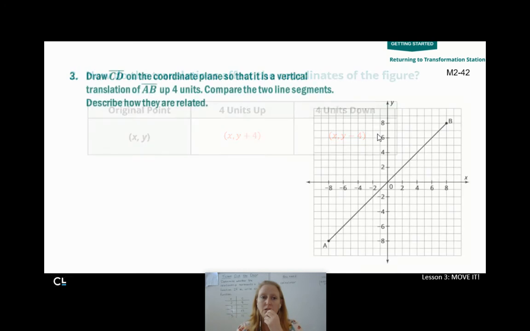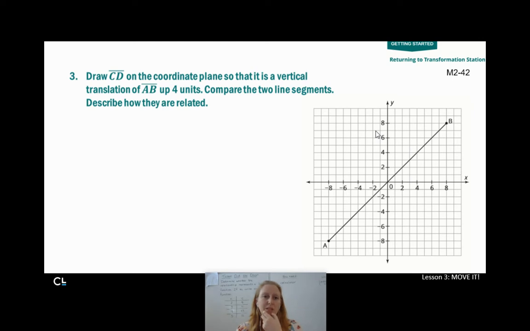Okay. So they're saying draw CD on the coordinate plane so that it's a vertical translation of AB 4 units up. Compare the 2 line segments, describe how they're related. So you may want to erase what we did before and then go ahead and write a new segment. It's going to go 4 units up from here, but now we're going to call it CD. Go ahead and hit pause, work this out, describe how they're related, and then hit play when you're ready to check your work.